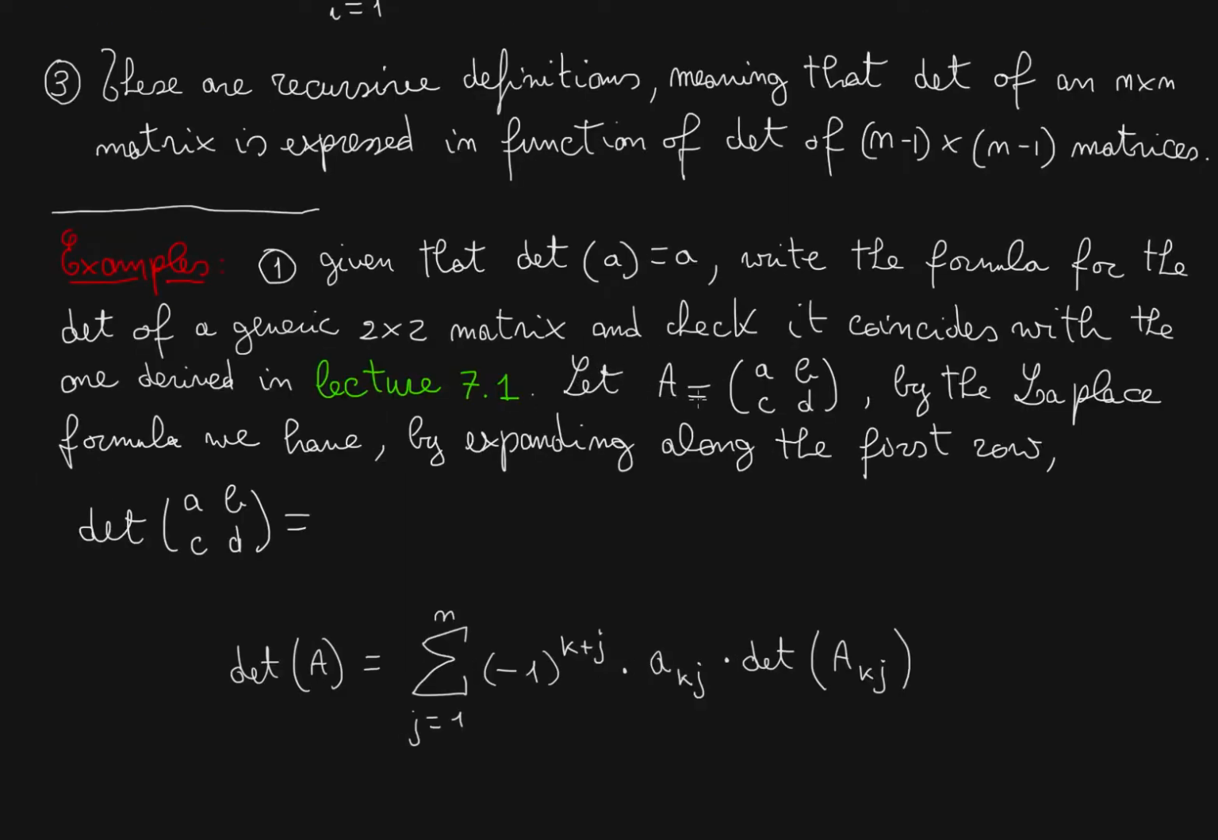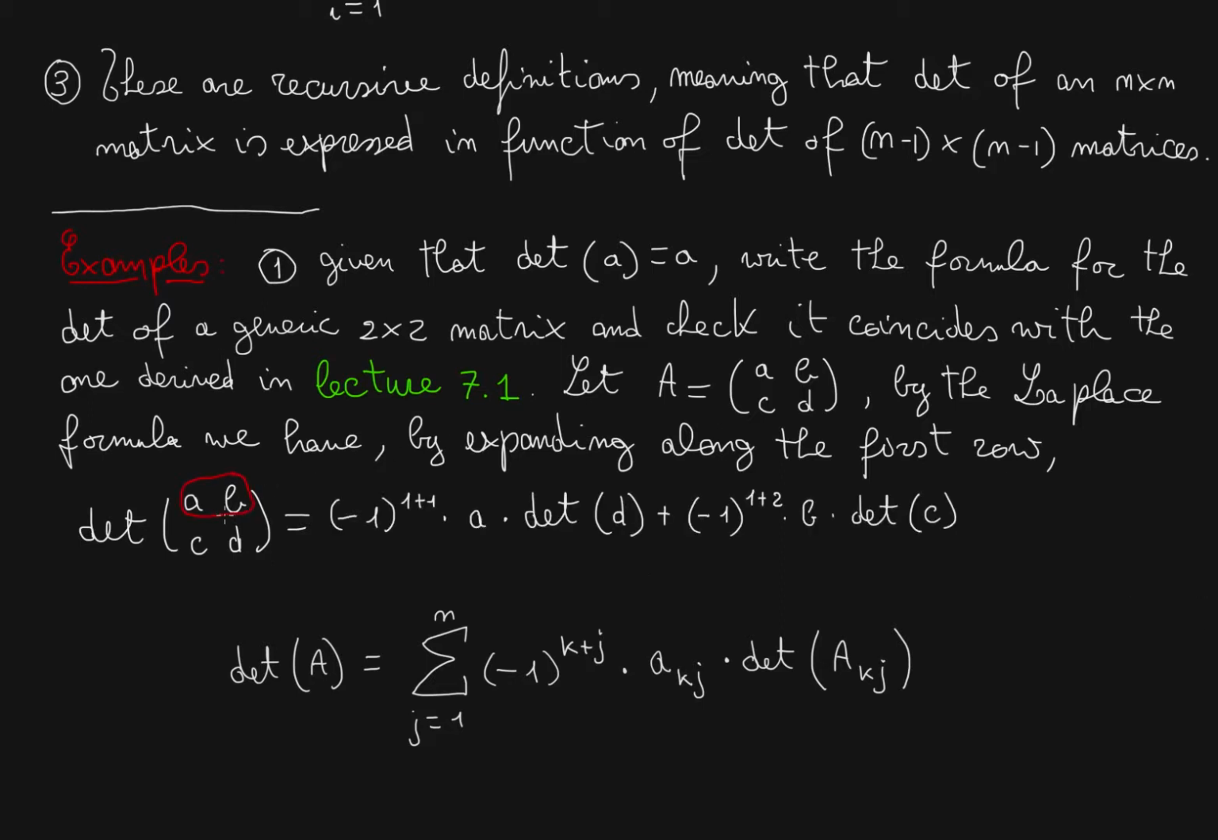Let's denote A by the matrix with coefficients A, B, C, D. Exactly the same notation we used in the previous lecture, lecture 7.1. We will use the Laplace formula, expanding along the first row. So the determinant of this matrix is going to be equal to, let's see, I reported here on the bottom the general formula for row expansion of the determinant using the Laplace formula. So we will apply this in this particular case.